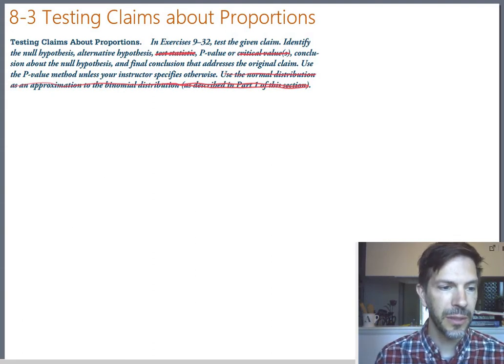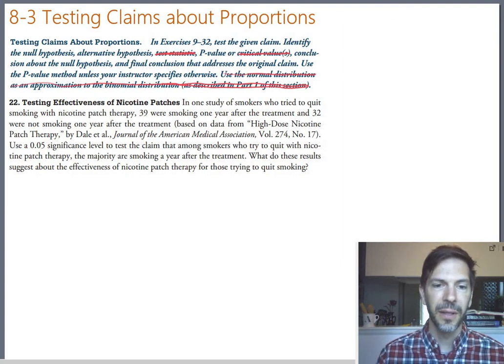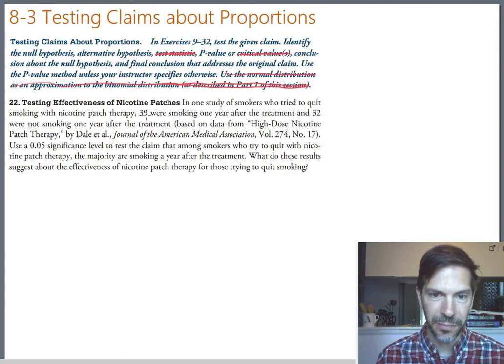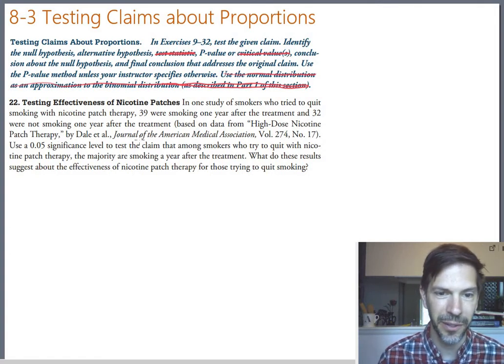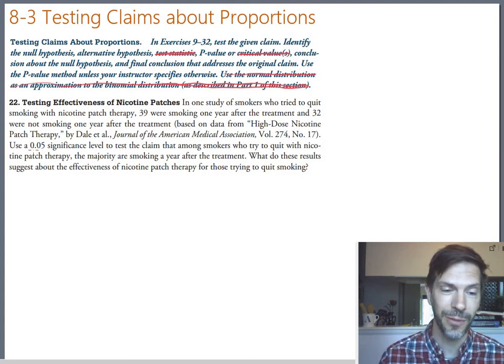Okay, so let me take a look at number 22. So this is one study. Smokers who tried to quit smoking with the nicotine patch. 39 of them were still smoking 1 year later, and 32 were not after 1 year. And they cite their source. Use the 0.05 significance level. That's the normal significance level, I'm just saying what's usual, what's unusual. Yeah, 5%.